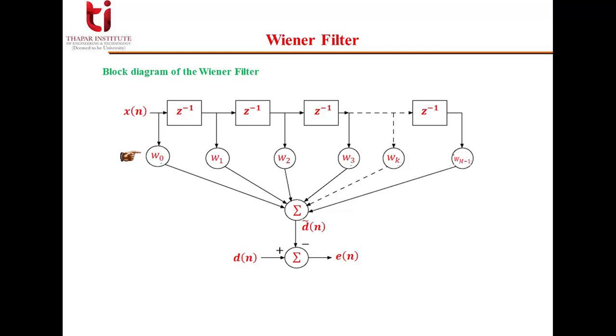So we have m number of weights, and then all these products are added to obtain the output, which is denoted by d tilde n. This output is usually considered to be an estimate of some desired signal. We consider the desired signal as dn, and d tilde n is the estimate of this dn. Now if we take dn minus d tilde n, we get some difference. That is basically the error. We call it the estimation error.